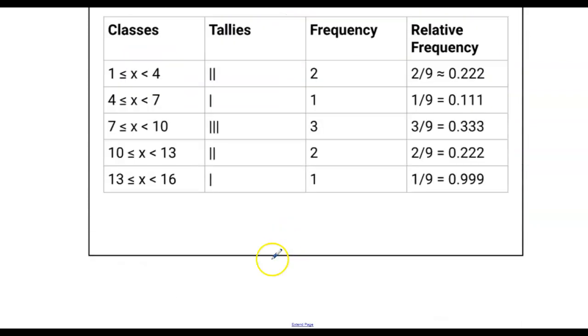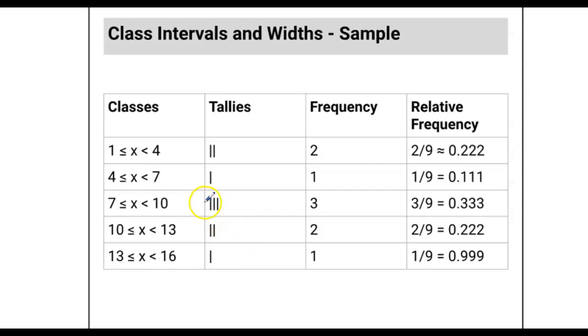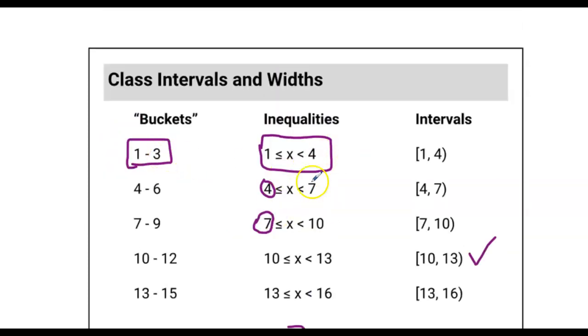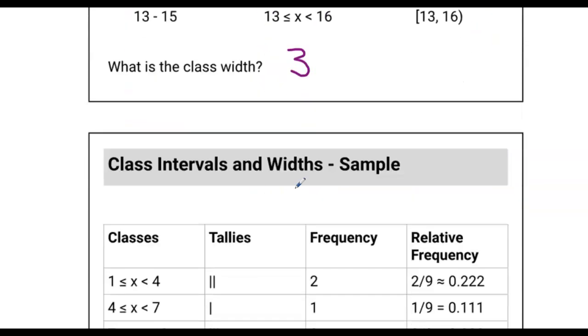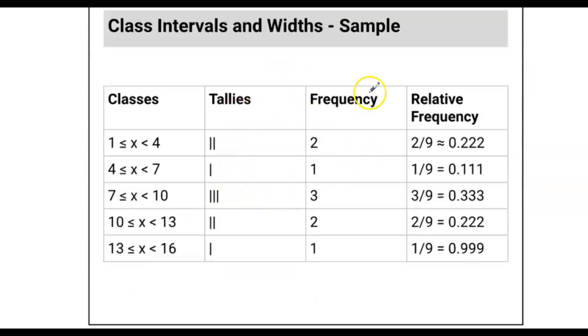Moving right along. Class intervals and widths. You can see that these classes are the classes that we just talked about here, written as inequalities. And we wrote down all the tallies, put down the frequencies, and found the relative frequencies by dividing each frequency by the total number, which is 2, 3, 6, 8, 9. Right? Dividing everything by 9.